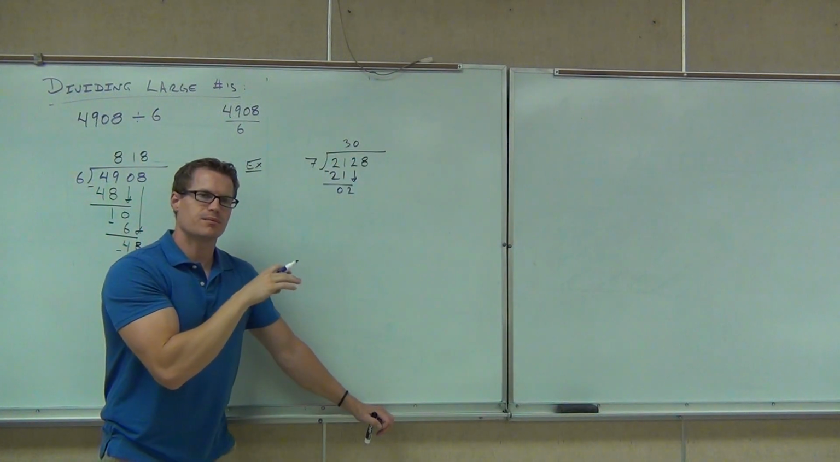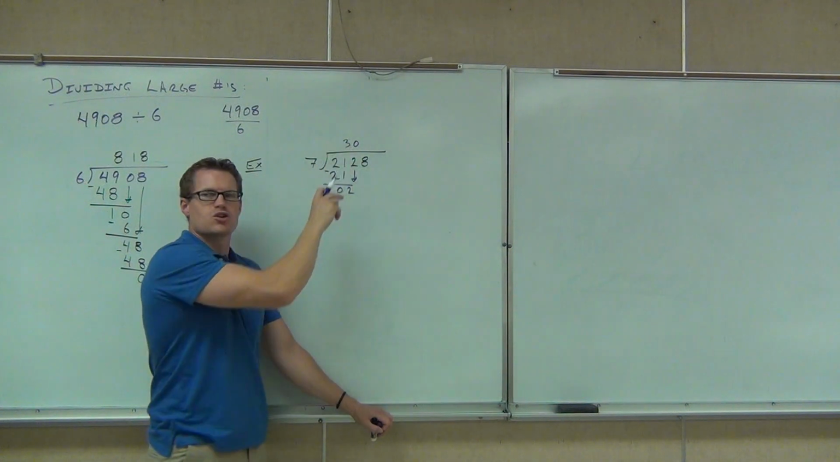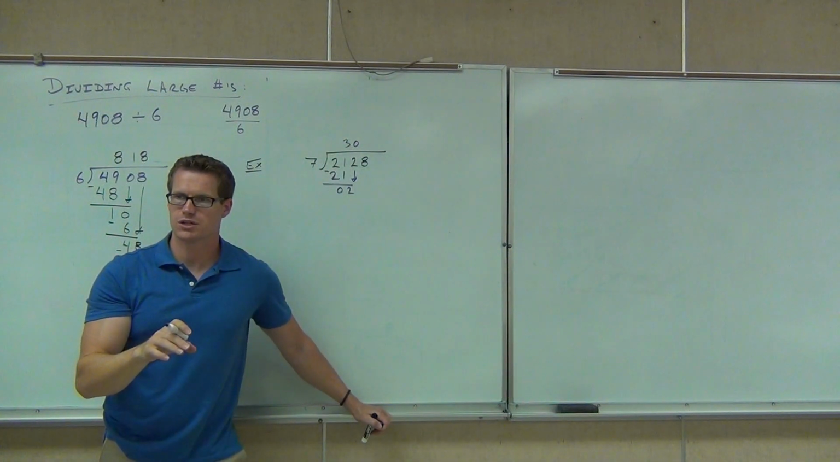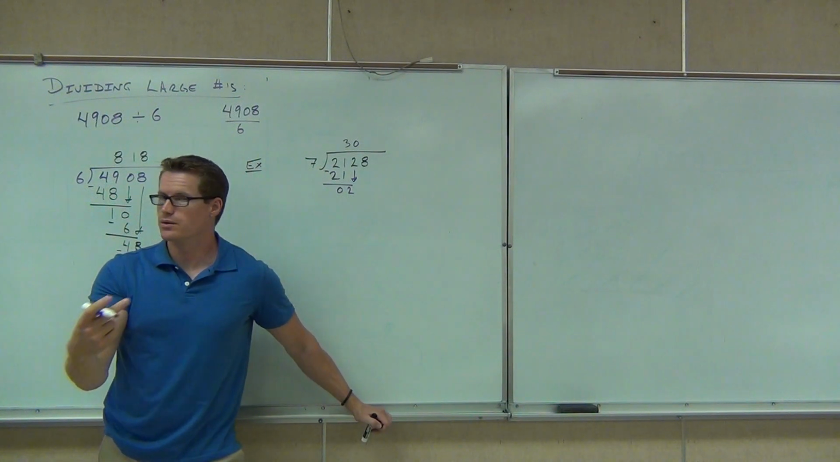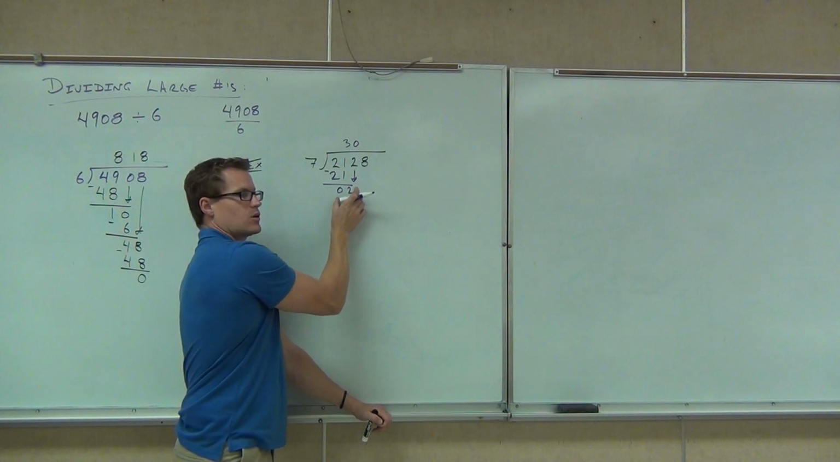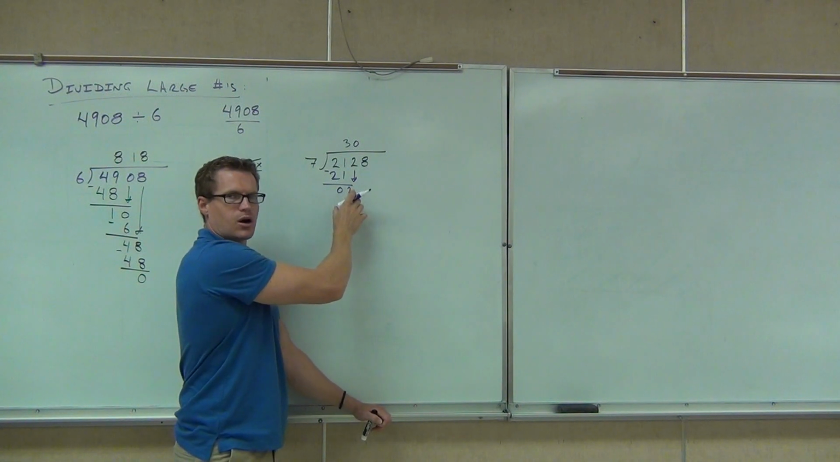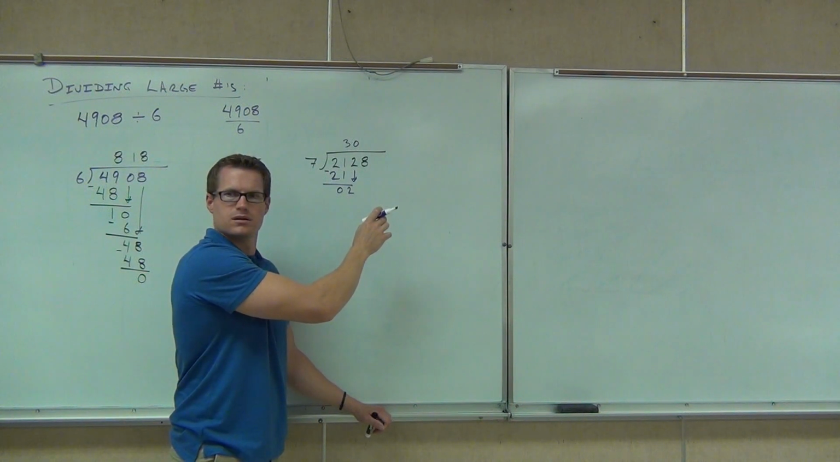If you just leave that blank and you bring down the 8 and then you put a number up there, you're going to be off by a whole bunch. That 0 says, I tried to divide it, it wouldn't divide. It wasn't large enough for me to divide. So we put a 0 there saying it cannot go into that any amount of times. Are you with me? Nod your head if you're with me on this. You guys in the back over there?